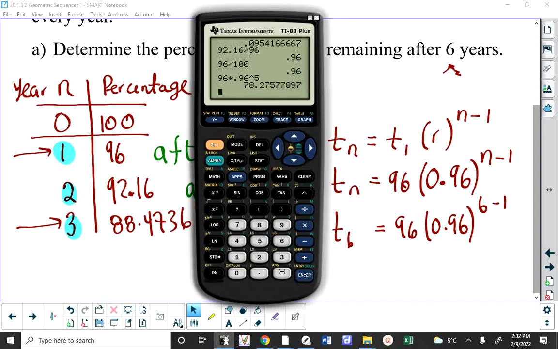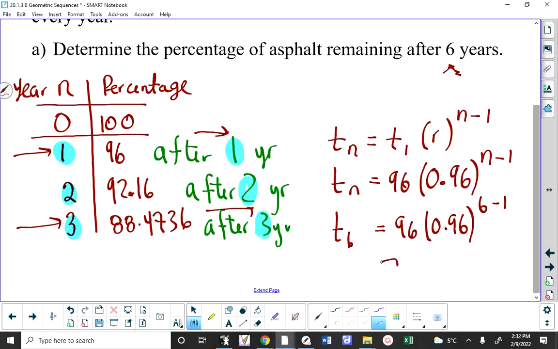Got about 78% remaining, roughly. Again, everybody, I've put some thought into ignoring the initial value of 100 so that I can avoid more thinking later. If I called this the first term, then I would have to reason out that I would have to use n equals 7 to find the amount left after 6 years. Are you with me on that? Okay, any questions with A?